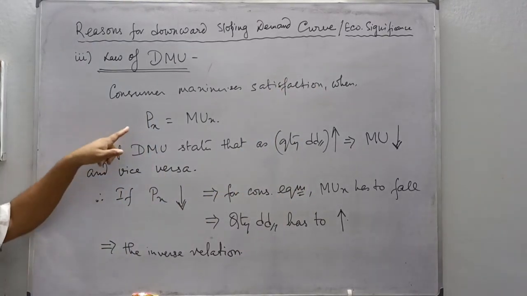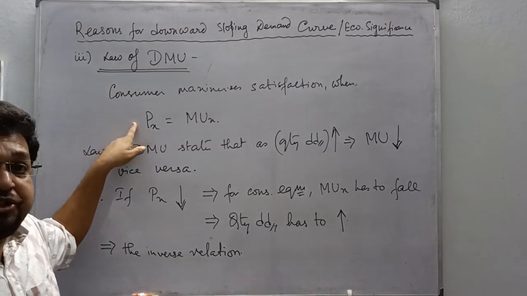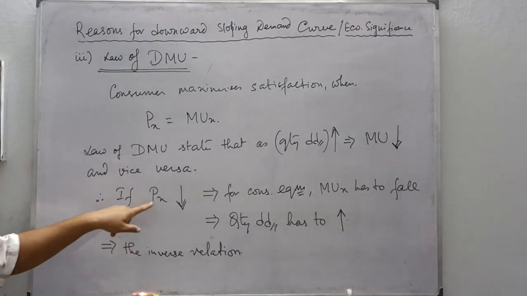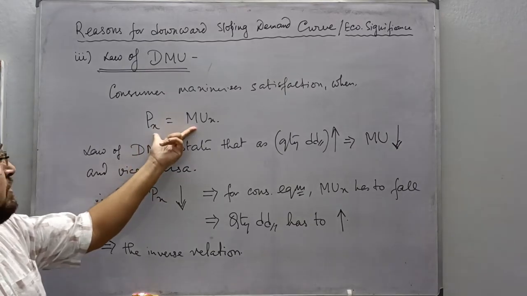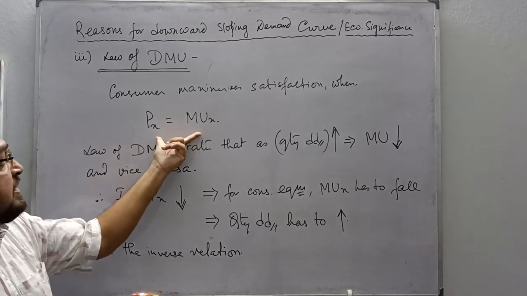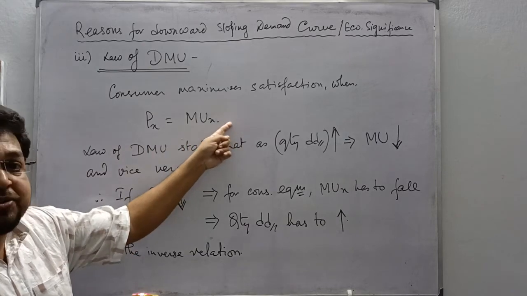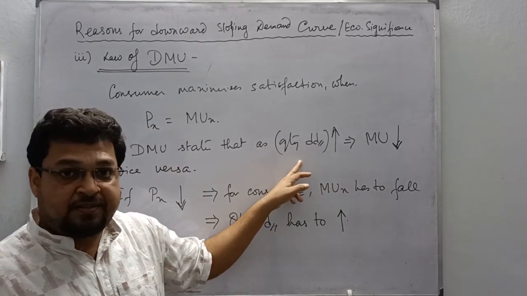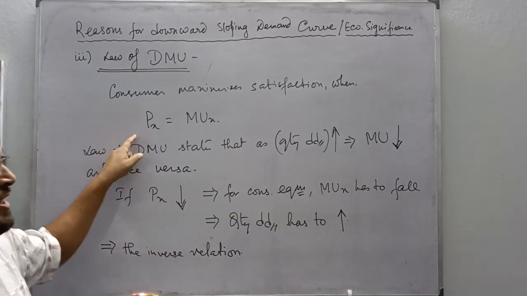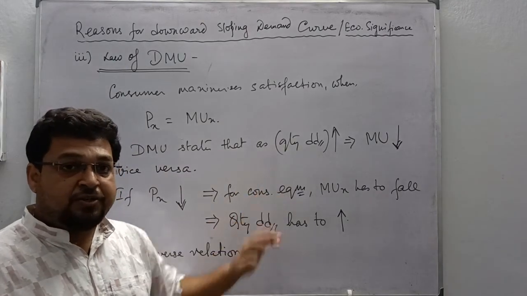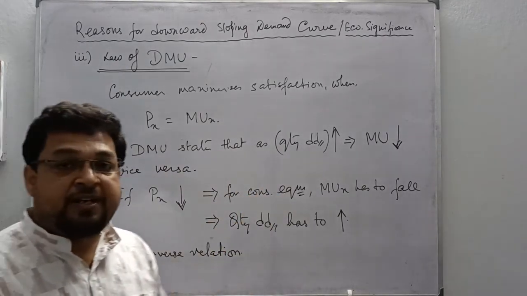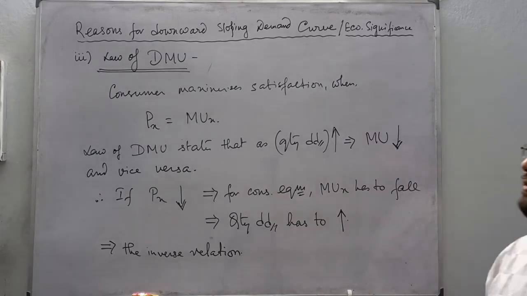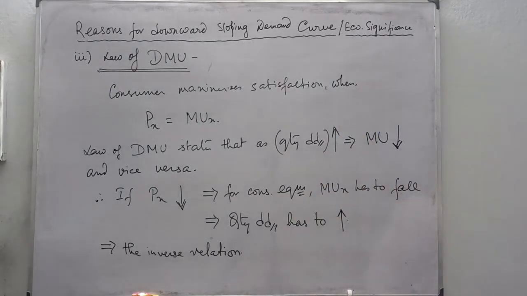Now, since this is the equilibrium state, for a consumer's satisfaction and utility to be maximized, if there is a fall in the price, then to maintain this equilibrium the marginal utility also has to fall. And when marginal utility falls, it means the quantity demanded has to rise. So ultimately, when there is a fall in price, the quantity demanded increases, thereby the inverse relation between price and quantity demanded. This also is a reason that may be accounted for the inverse relation.